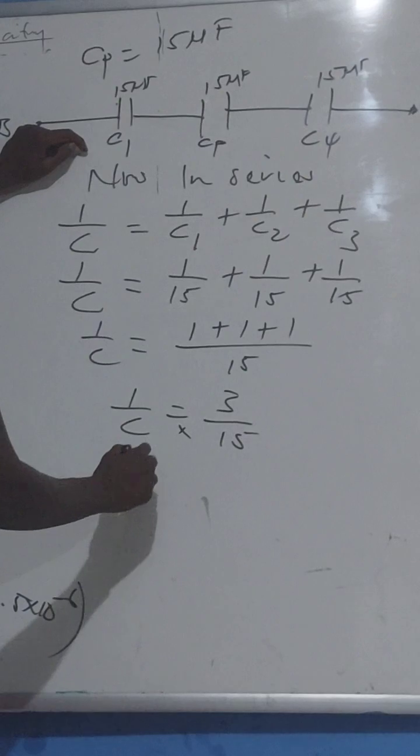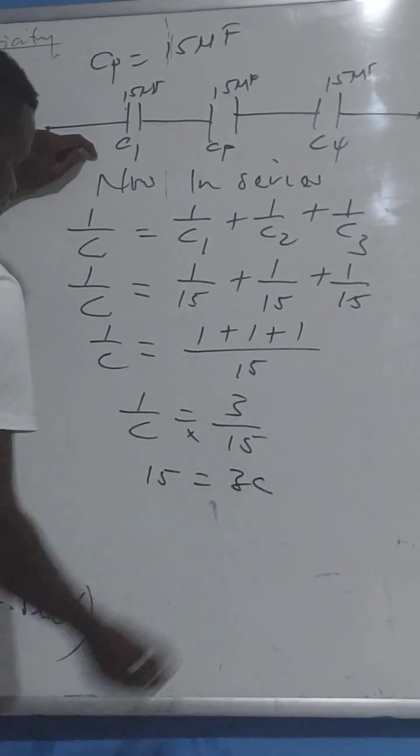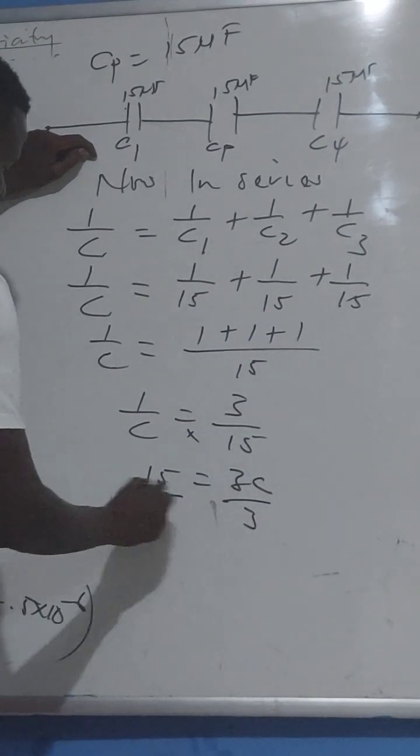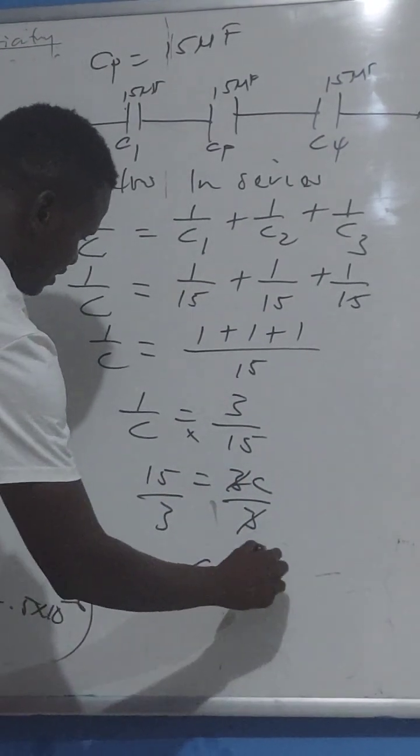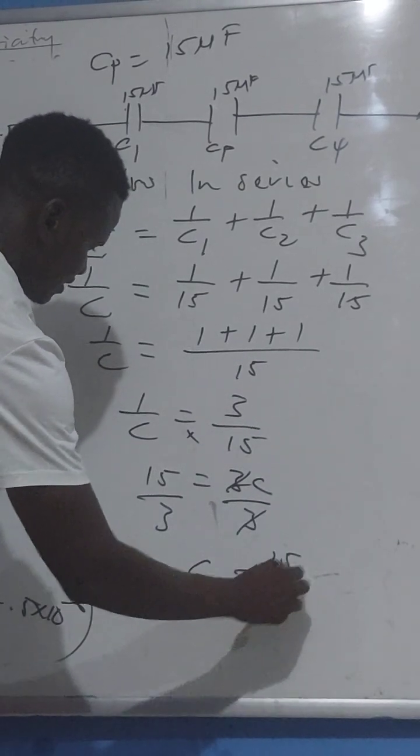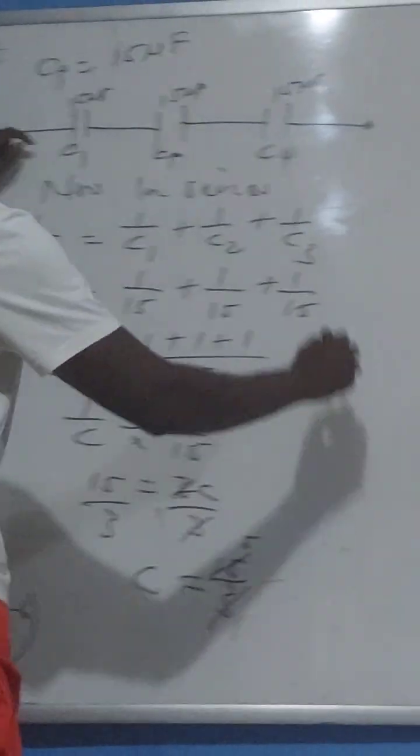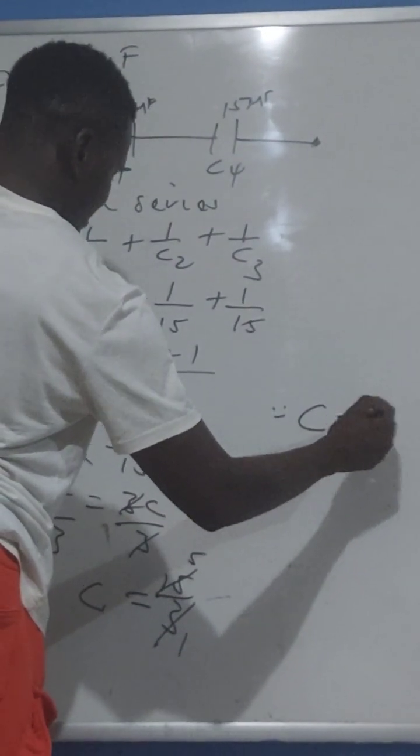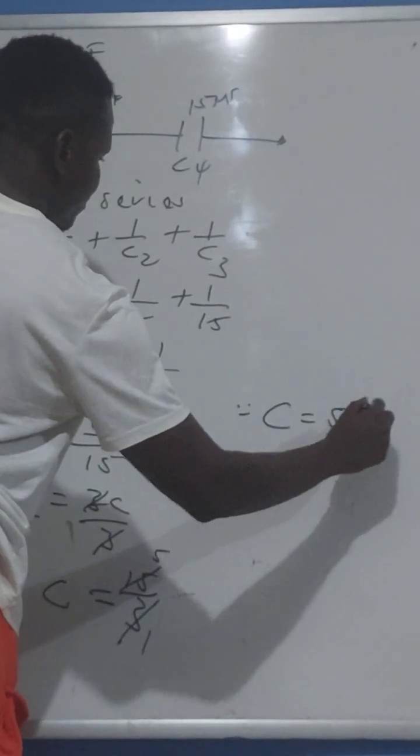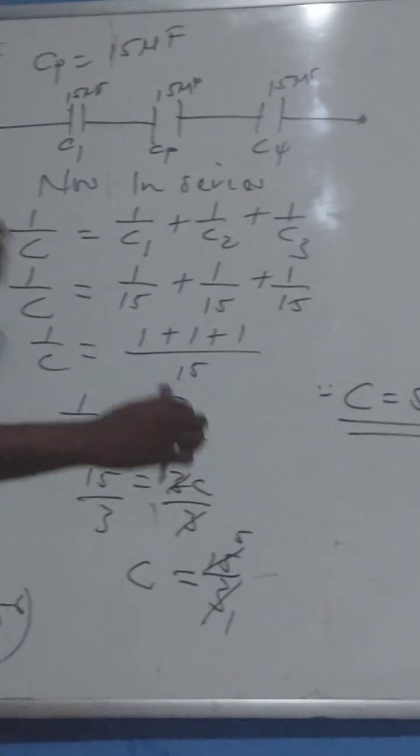Are we together? You can cross multiply if you want. This will give us 15 equals 3C. You divide here by 3, here by 3, this cancels. So we have a value of C to be 15 upon 3, which is 5. So therefore, C, which is the capacitance, is equal to 5 μF. I think that is good.